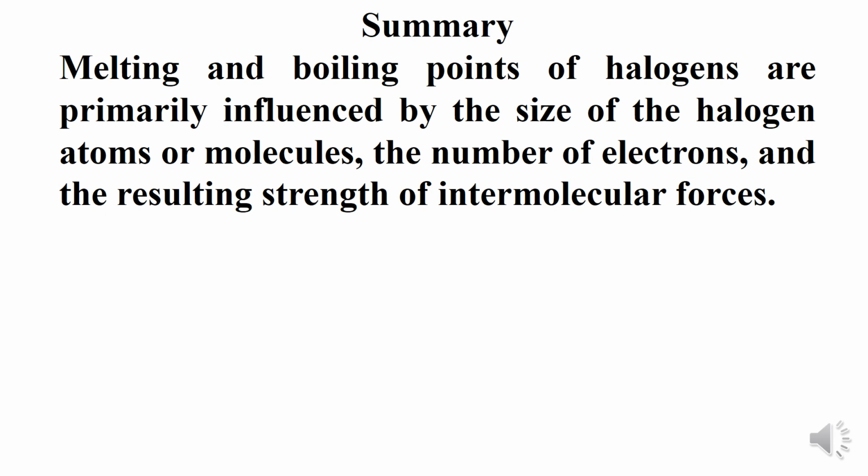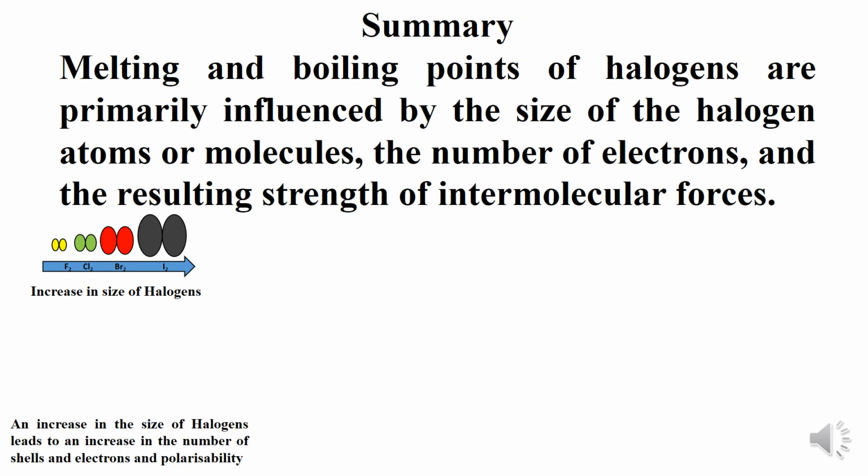So here's the summary of the discussion so far. The melting and boiling points of halogens are primarily influenced by the size of the halogen atoms or molecules, the number of electrons, and the resulting strength of intermolecular forces. As you go down the group, there is an increase in the size of halogens. An increase in size leads to an increase in the number of shells. With the increase in the number of shells, the number of electrons increases, and there is an increase in the polarizability of the halogen molecules.